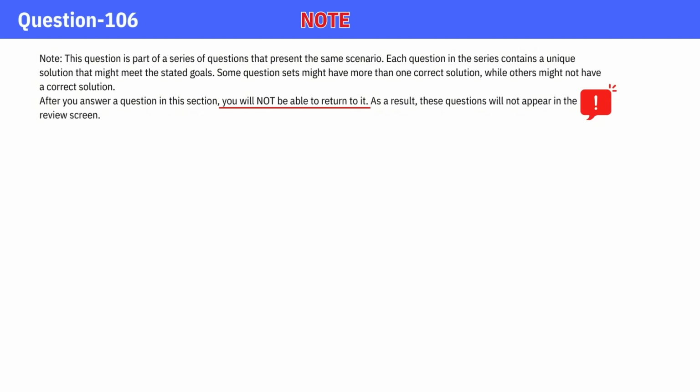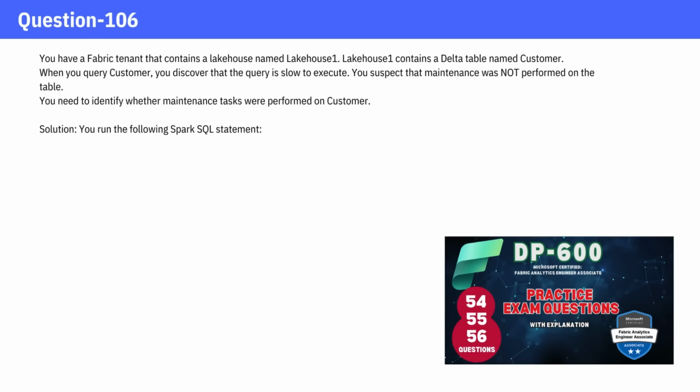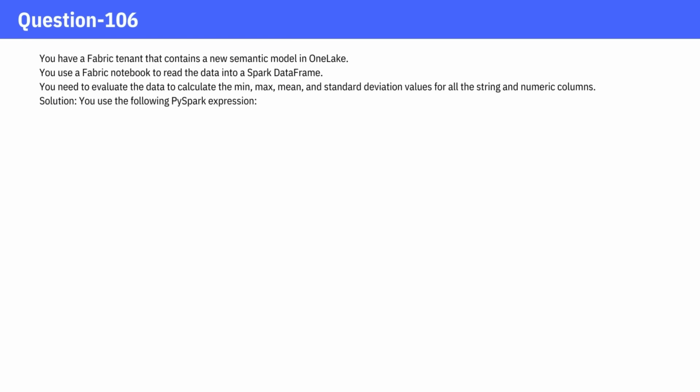This is one of the questions I missed in the question series of 54, 55, and 56, so here it is. You have a Fabric tenant that contains a new semantic model in OneLake. You use a Fabric notebook to read the data into a Spark data frame. You need to evaluate the data to calculate the min, max, mean, and standard deviation values for all the string and numeric columns. Solution: you use the following PySpark expression: df.explain().show(). Does this meet the goal?